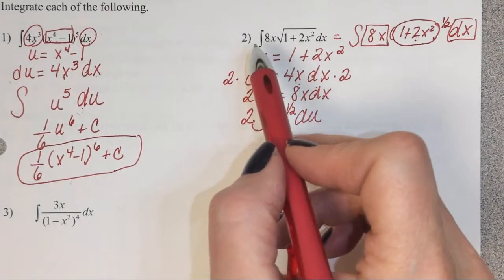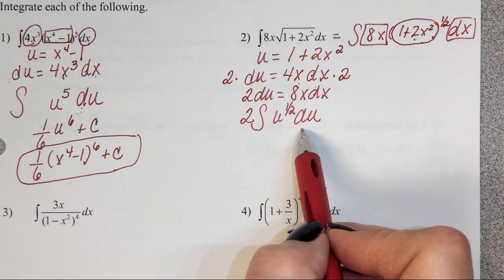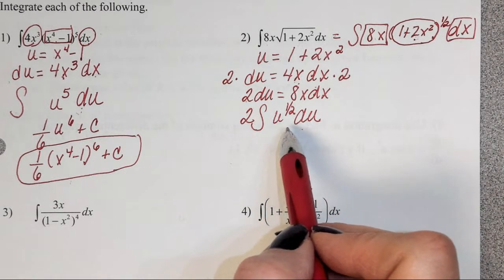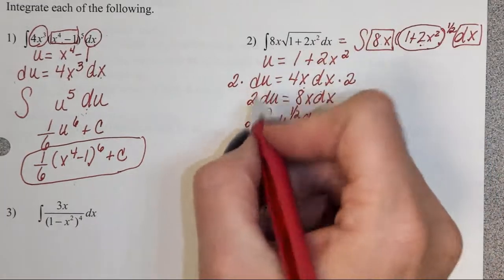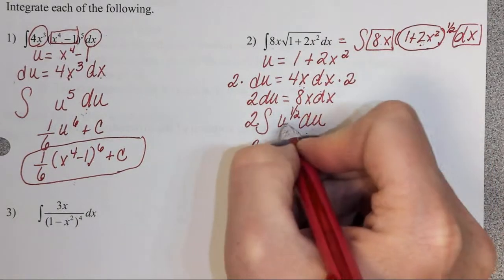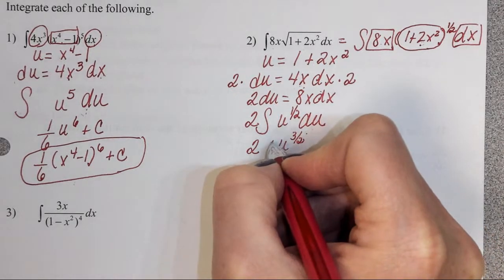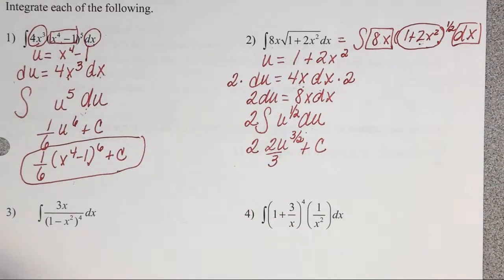So what should happen is we took a very difficult problem, and now it's a pretty easy problem. We should not have u's and x's. If we have u's and x's, we messed up somewhere. We have to have all the same variable, which we do. So now we've got 2, we're going to add 1, and we're going to multiply by the reciprocal, plus c.